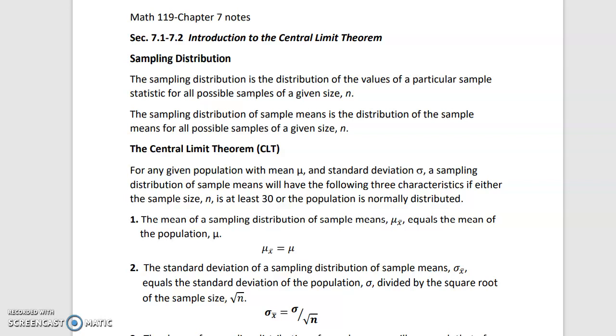Hello Math 119 students. In this video I want to demonstrate chapter 7, which goes over the central limit theorem and sampling distributions. So I'm going to demonstrate a sampling distribution, and then the central limit theorem has to do with sampling distribution, so then we'll demonstrate the central limit theorem. So we'll learn what a sampling distribution is, and we're going to take the sampling distribution of the sample mean. And then we're going to learn the characteristics of the sampling distribution of the sample mean.